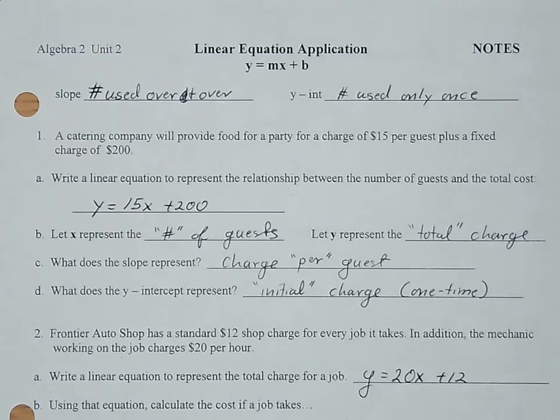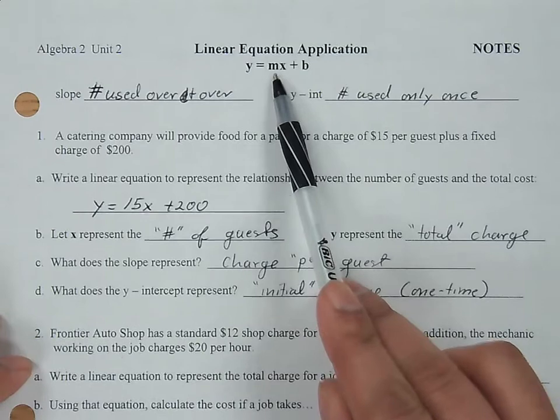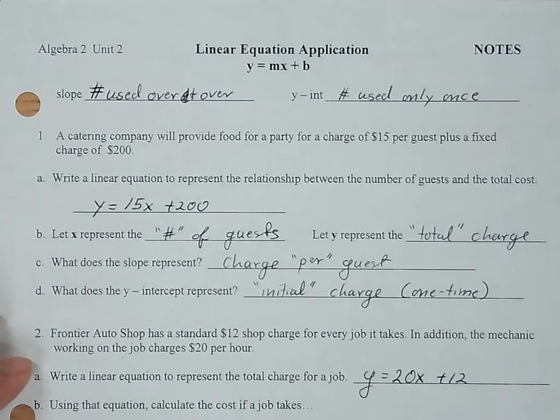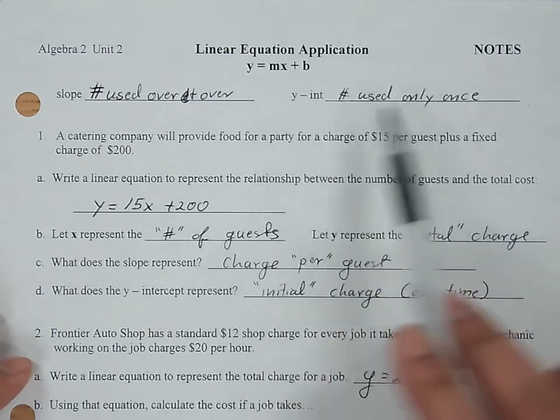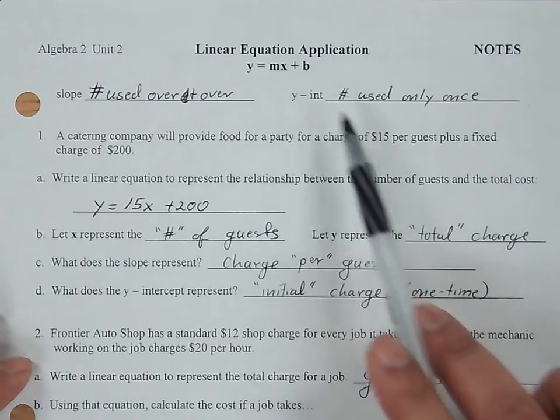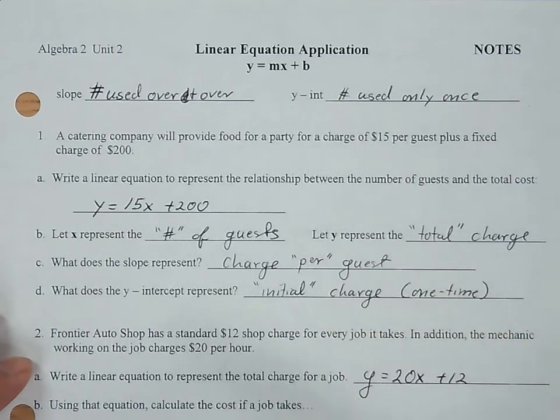Slope, which is the m value right there, is the number that's being used over and over again. We're going to apply the slope multiple times, all starting after we place the y-intercept down on the graph, and we only use that number once.